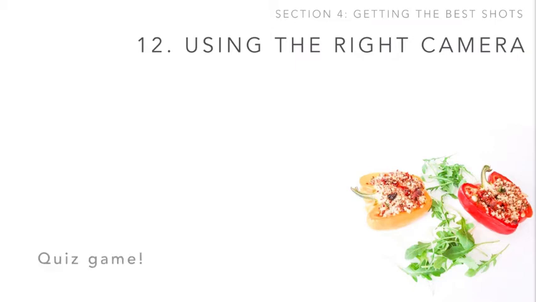And finally, we'll have a quiz game where I'll show you a series of pictures and you have to decide whether they were taken on an iPhone, a point-and-shoot, or a DSLR camera. And we'll look at some of the differences and highlight how different cameras can take different pictures.